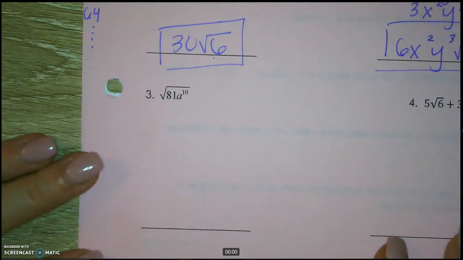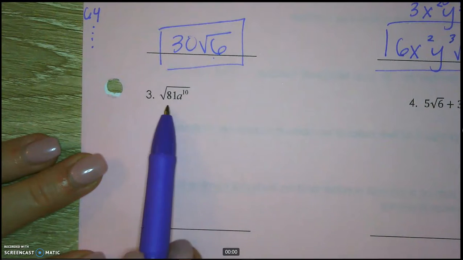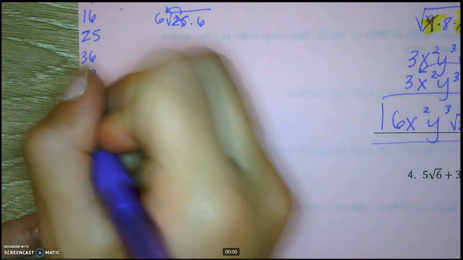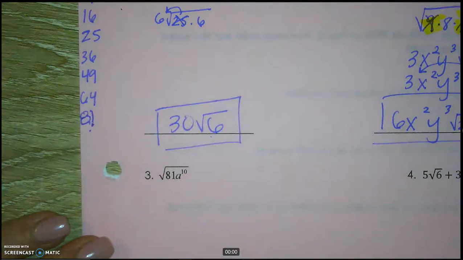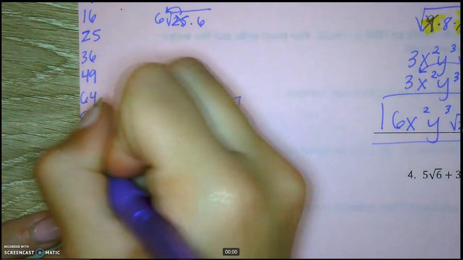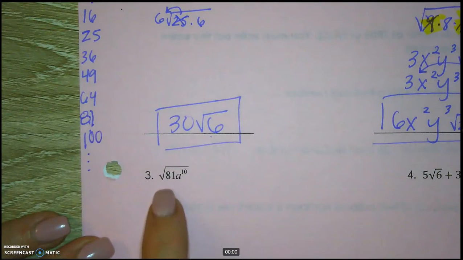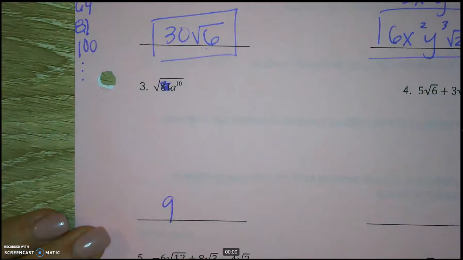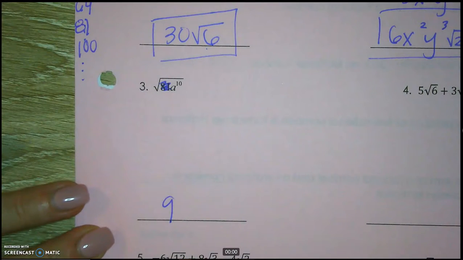Moving on to number 3. What's really nice about this one is this is a perfect square. Oops, I didn't finish my list, but it's the next one. 9 times 9 is 81. 10 times 10 is 100. So the square root of 81 is 9. Once you take the square root of something, it's no longer underneath the radical.